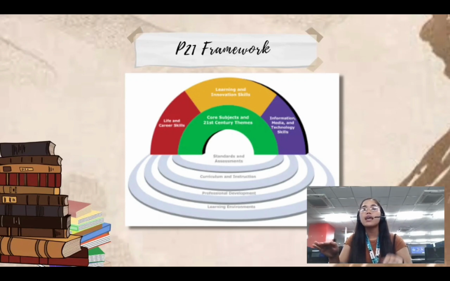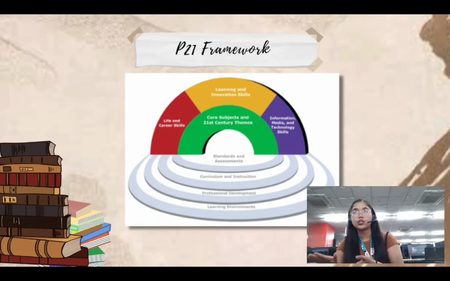So the traditional and the non-traditional assessment really complement each other. If you have a question about the P21 framework, let me narrow that down. When we talk about the P21 framework, it is a model incorporating the 21st century skills into learning. This is also known as the Partnership for 21st Century Learning Framework. P for partnership. It is a model for integrating 21st century skills into education.